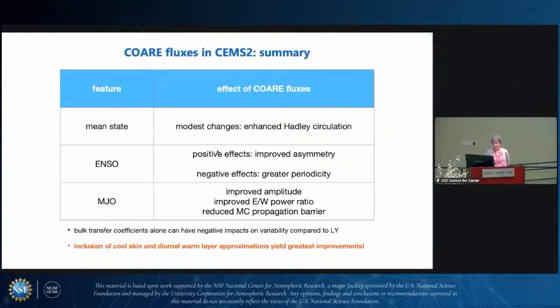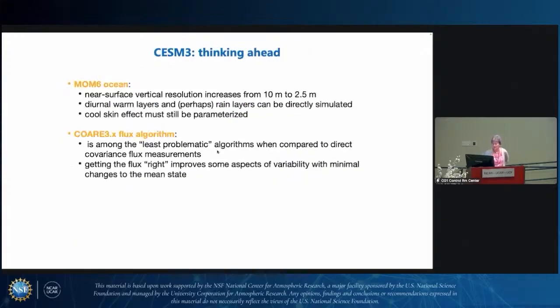So this is just a quick summary. These are very new results. There are an infinite number of problems we could look to explore. I'm a tropical person, so this is what I've looked at. But the main take-home point is that the bulk transfer coefficients alone can actually have negative impacts on variability compared to the default surface flux configuration in CESM2. It's not until we go to the inclusion of the cool skin and diurnal warm layer approximations that we see the greatest improvements. And then I just want to close with some thinking ahead towards CESM3.